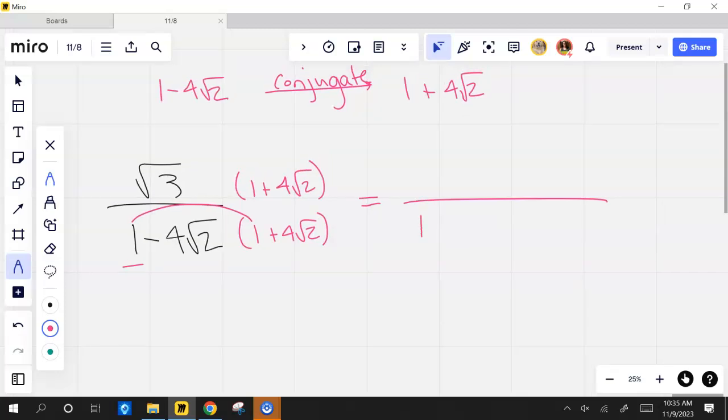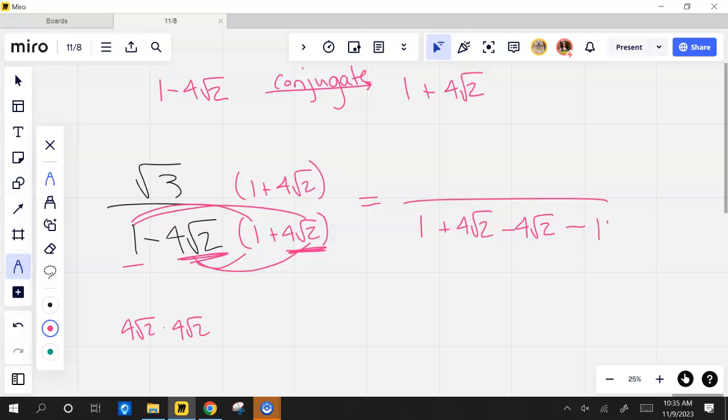All right, so I got 1 plus 4 times the square root of 2 minus 4 times the square root of 2 minus, what happens when you multiply these two together? So we just did this yesterday. What is 4 square root of 2 times 4 square root of 2? 16 times what? Times 2.